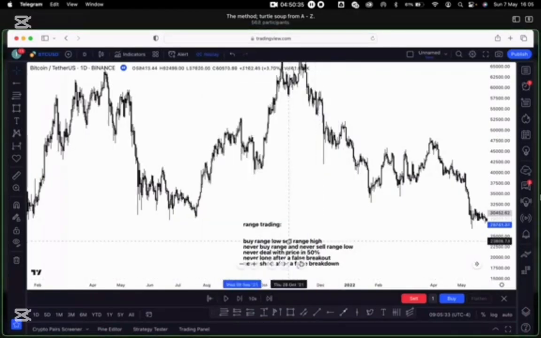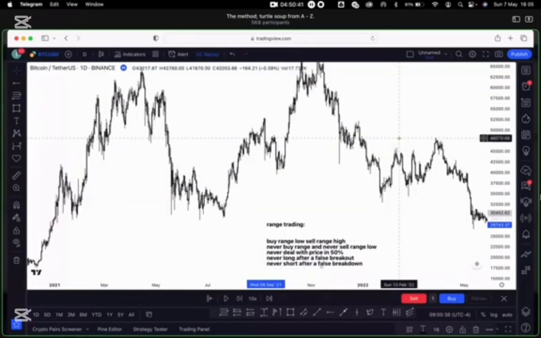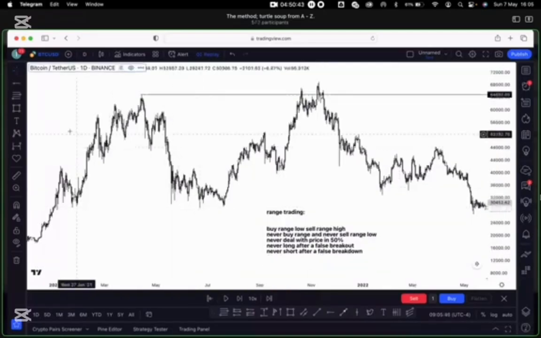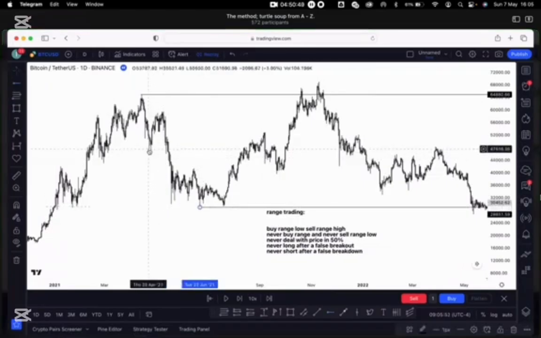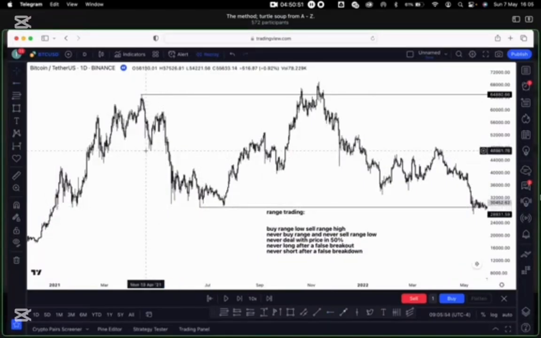Of course, the 50% is a very sensitive area. It can be used as support and resistance. There are some other rules, some more deep details, but as an introduction to range trading, this is an excellent one.